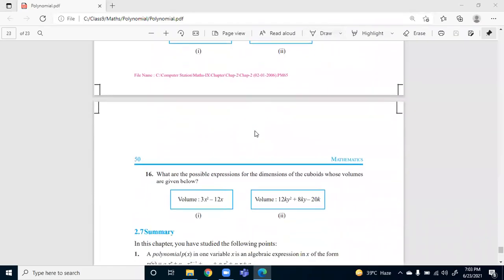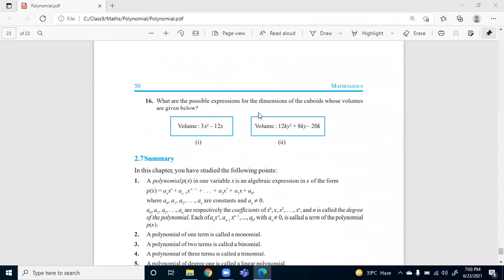So let's start today's class with question number 16. Okay, so question number 16 is: what are the possible expressions for the dimensions of a cuboid whose volumes are given below. So you are being given the volume and you have to tell the dimensions.